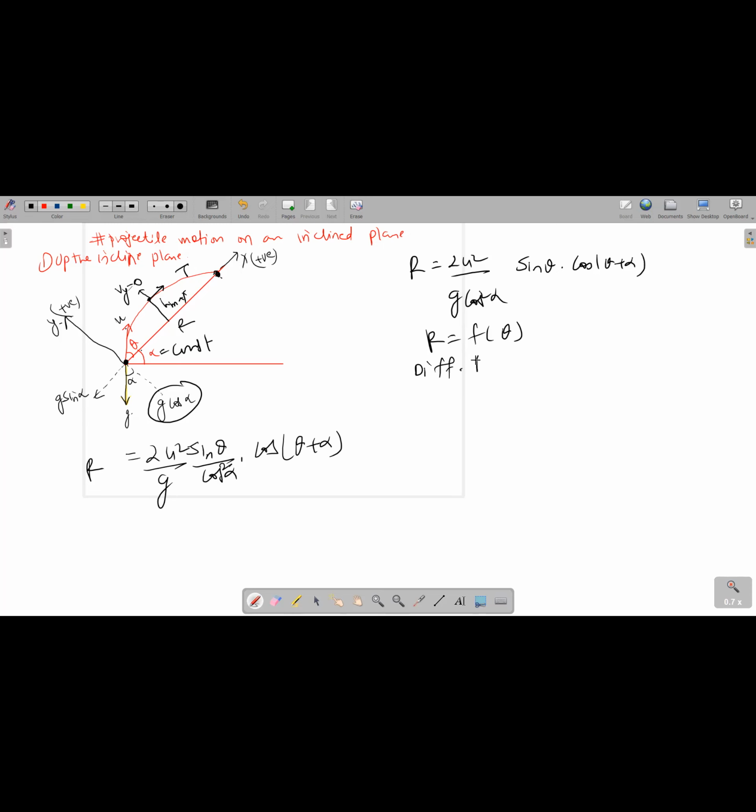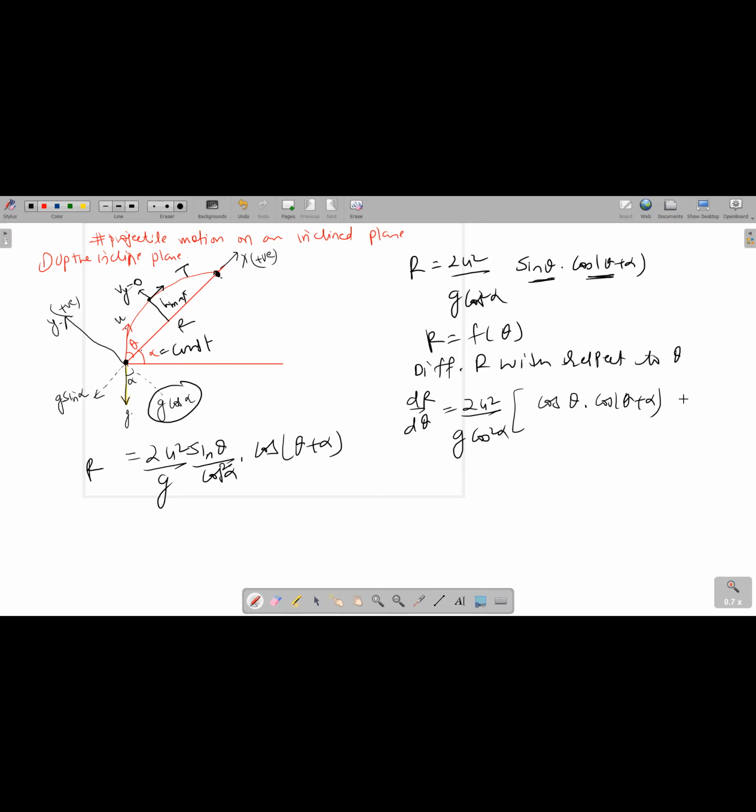So differentiate R with respect to theta. So dR by d theta. This is read as differentiation of R with respect to theta. So the constant term will come out. So this is 2u square upon g cos square alpha. It will come out. And this is like the product rule, u into v. We'll differentiate one function and the other function will be as it is. So let's differentiate sin theta first. This will give you cos theta and this will remain as it is. So cos theta plus alpha.